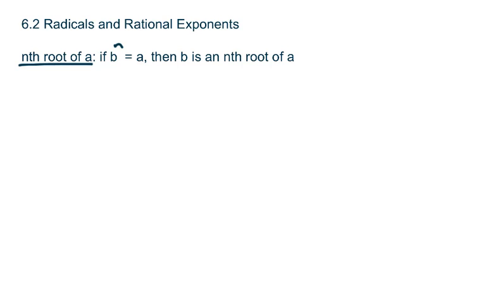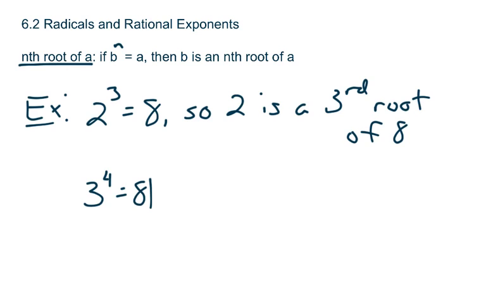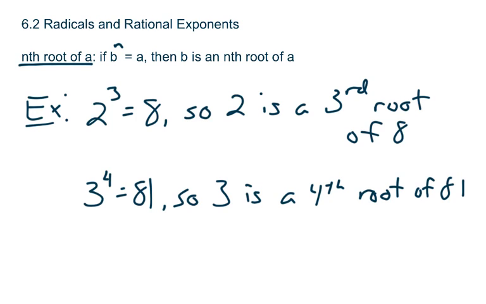That probably doesn't make a whole lot of sense. Let me give you an example. We know that 2 to the third power is equal to 8. So what that means is that 2 is a third root of 8. Or we could say something like 3 to the fourth is equal to 81. That's a fact. So then 3 is a fourth root of 81.